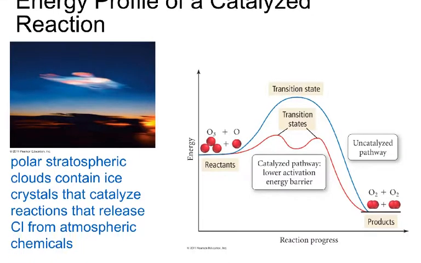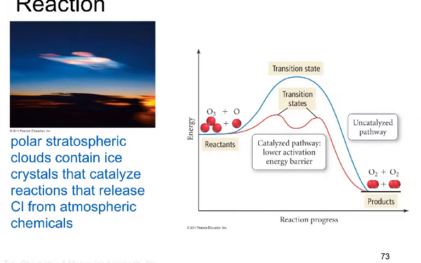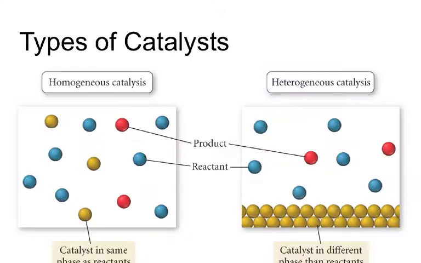So you can see here the energy profile. Normally you would have this high energy barrier with a transition state. A catalyst presents an alternate mechanism with lower transition states, lower activation barriers, and allows the reaction to proceed faster.